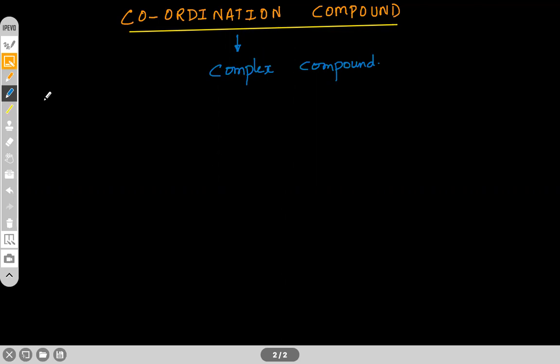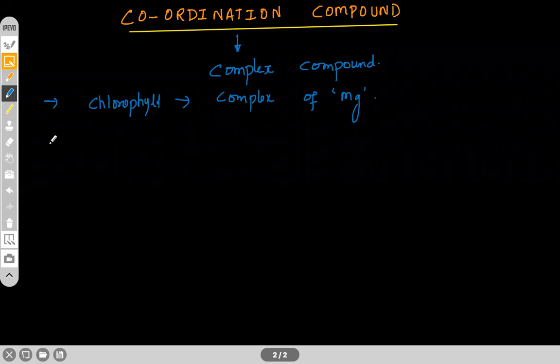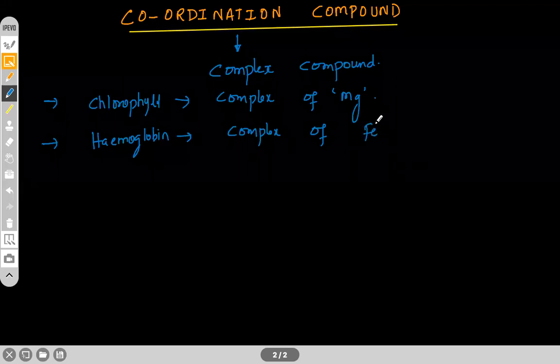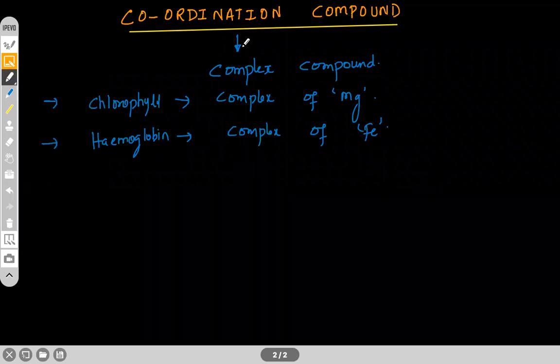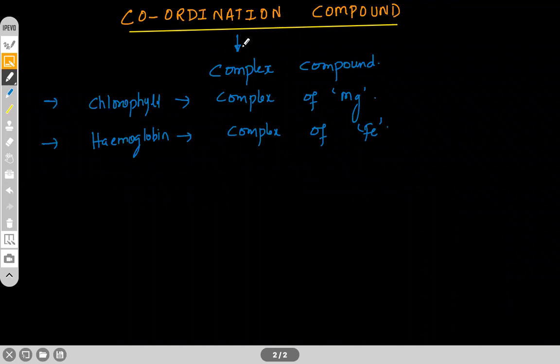You must have heard about chlorophyll, right? Chlorophyll is the complex of magnesium. It is a complex compound of magnesium. Hemoglobin, right? It is also a complex compound, but it is a complex of iron. So with these two examples, you must have understood how this particular type of compounds, that is coordination compound, is important for our day-to-day life or for human beings, right? That's one thing.